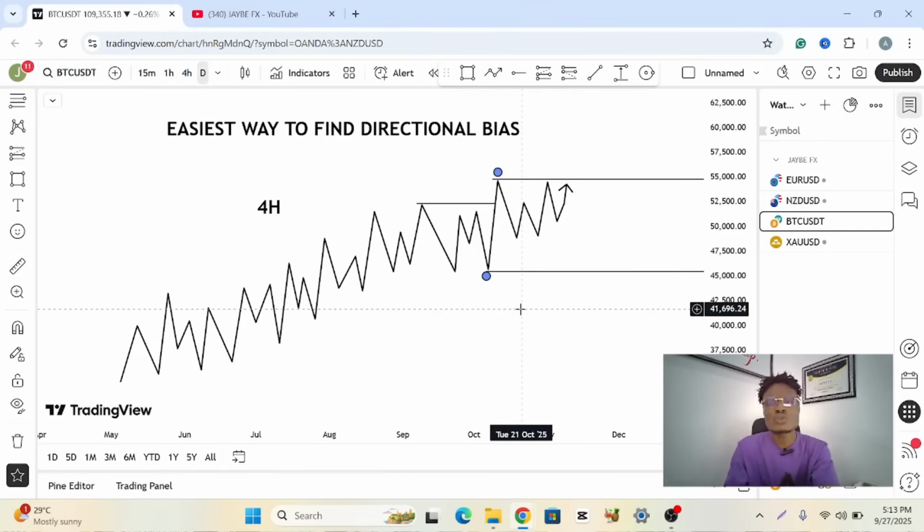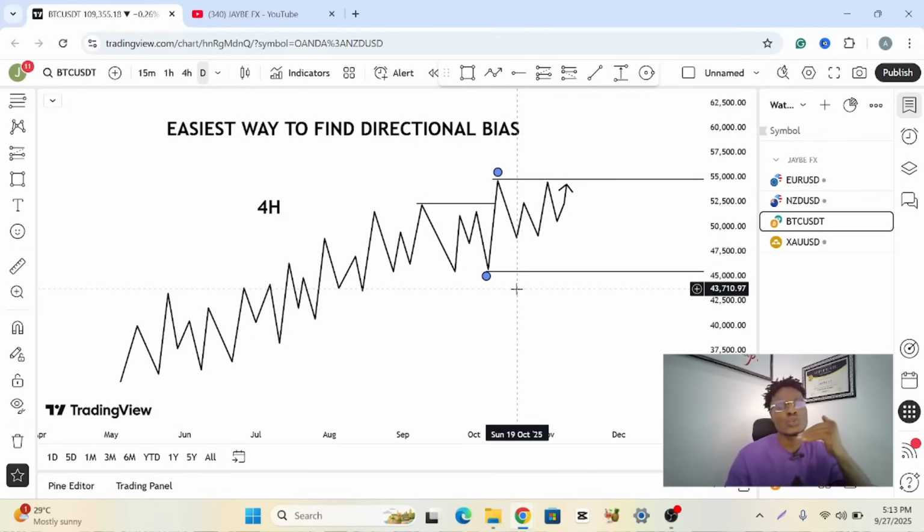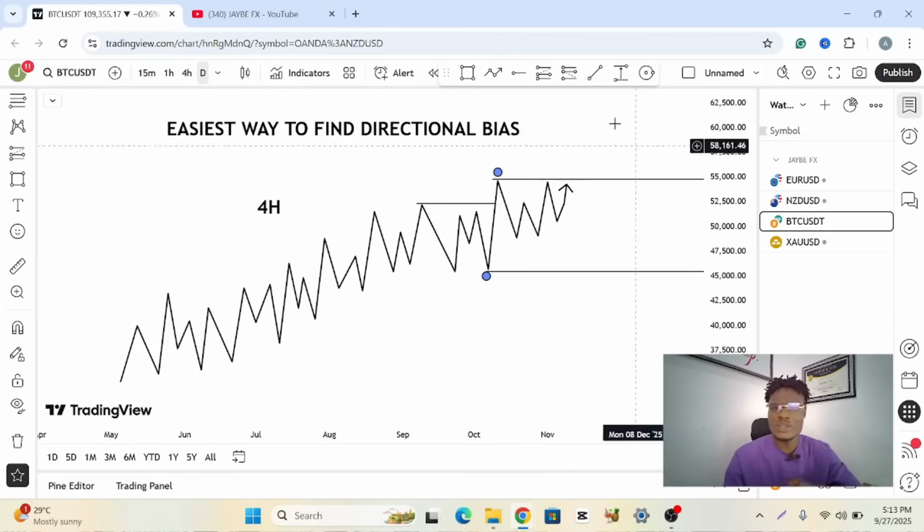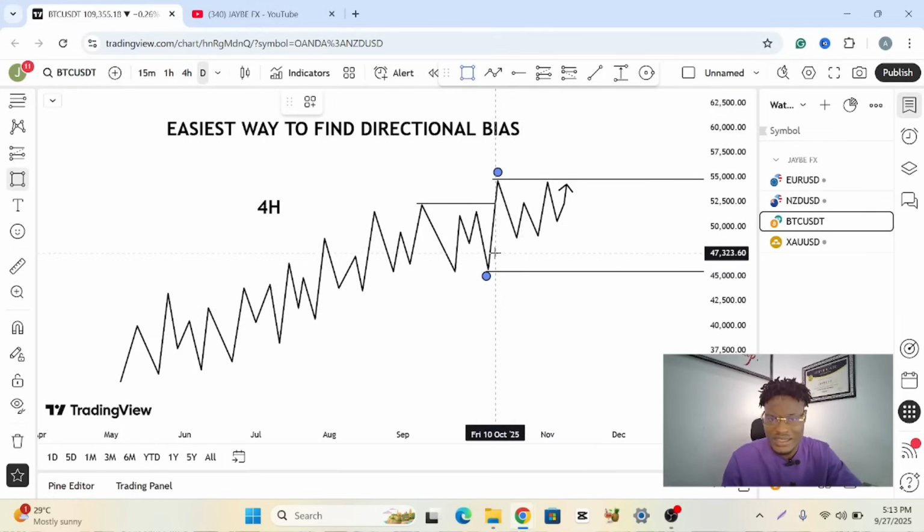Now, let's say we want to look for a setup. You can now scale down to the 1 hour time frame. But let's just say this is still the 4 hour. What is this? A valid demand zone, bro. What is this?